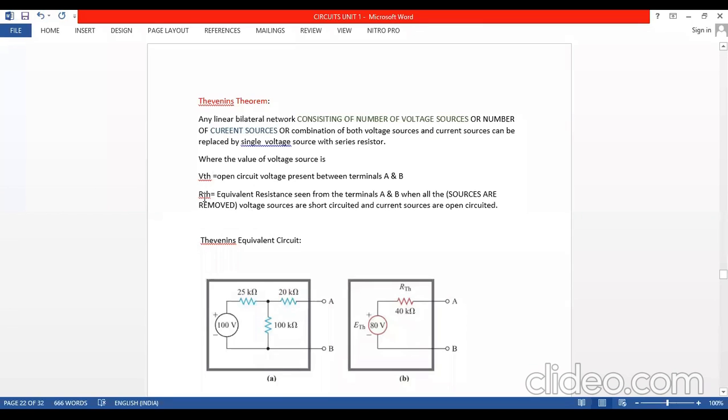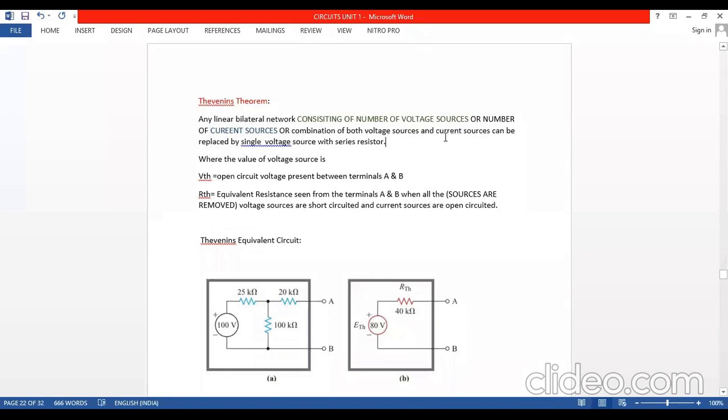RTH is Thevenin's resistance. So here he has mentioned RTH, equivalent resistance seen from the terminals A and B when all the sources are removed. Sources are removed means voltage sources are short circuited, current sources are open circuited. So I know that very first time nobody will understand this one. So first I want every student to understand what he has mentioned.